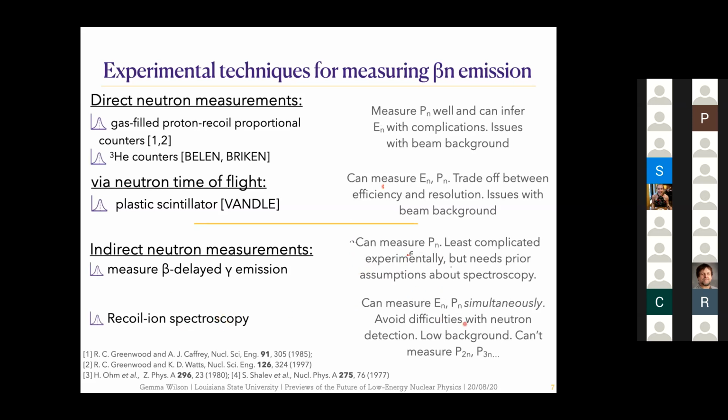The unique thing here is that we can measure the energy of the neutron and the probability of neutron emission simultaneously. We avoid the difficulties with neutron detection because we don't need to detect the neutron. We don't have the difficulties with beam-induced background, because we don't need a lot of beam. However, we can't measure 2 neutron emission or 3 neutron emission without extra detectors.